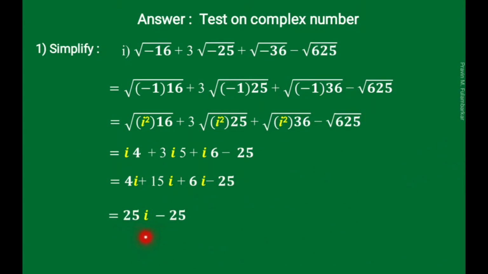So we have to write this in the form of a plus bi. So we write 25 at the first position and 15i at the second position. So the required answer is 25 plus 15i. If the question asks to find the value of a and b, you can compare with a plus bi, then you will get the value of a and b.